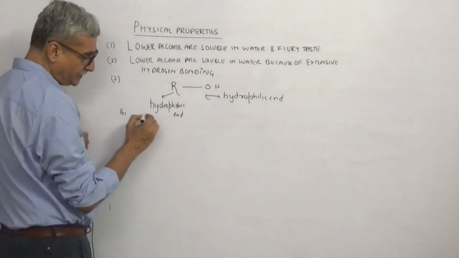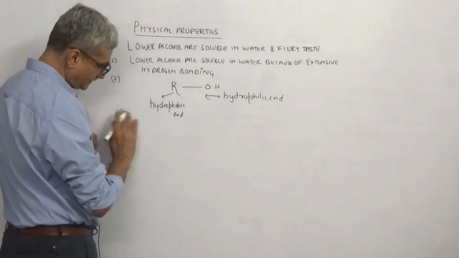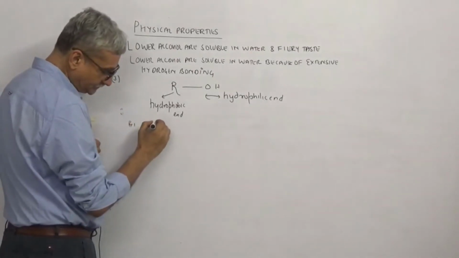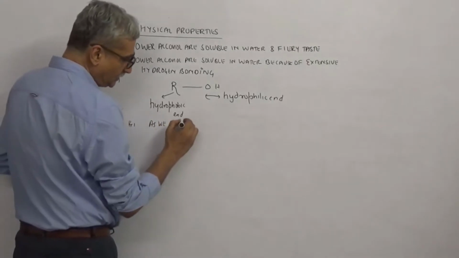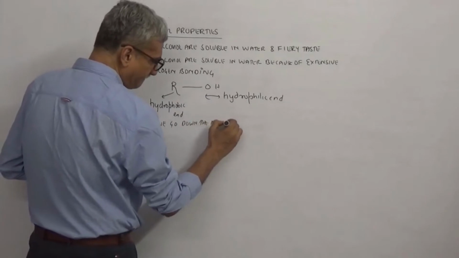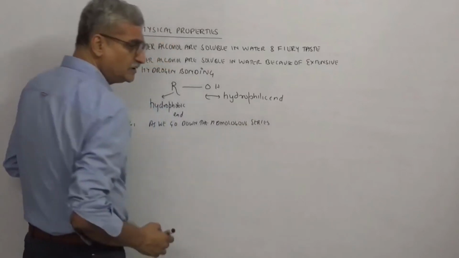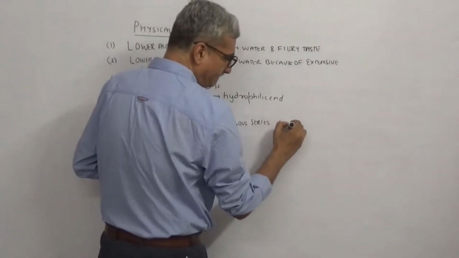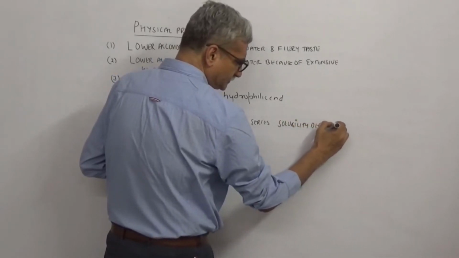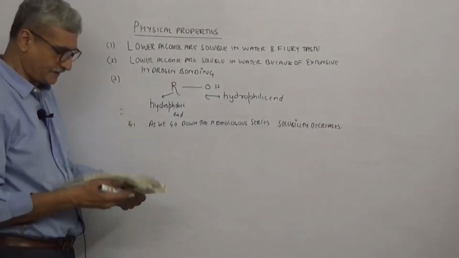So fourth point: as we go down the homologous series, solubility decreases. Solubility decreases. Is this point clear?